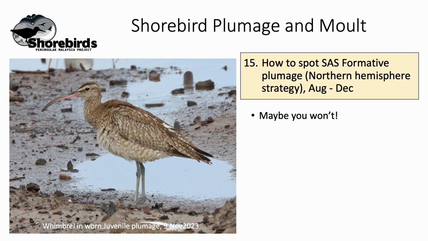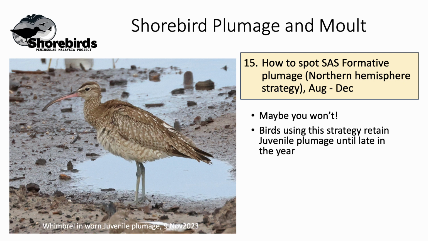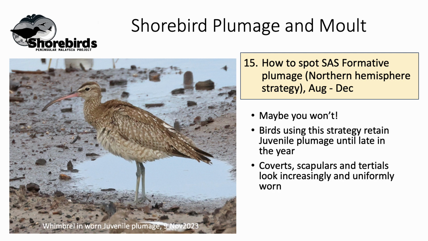So here's a whimbrel photographed in November, and it's still in juvenile plumage. There's no preformative molt. The juvenile plumage is worn, but there's no molt. There's no preformative molt evident yet. And so one of the features of the SAS Northern Hemisphere strategy is this late onset of preformative molt. So what you've got here is a juvenile plumage bird that is looking very worn, and it will get even more worn before preformative molt begins.